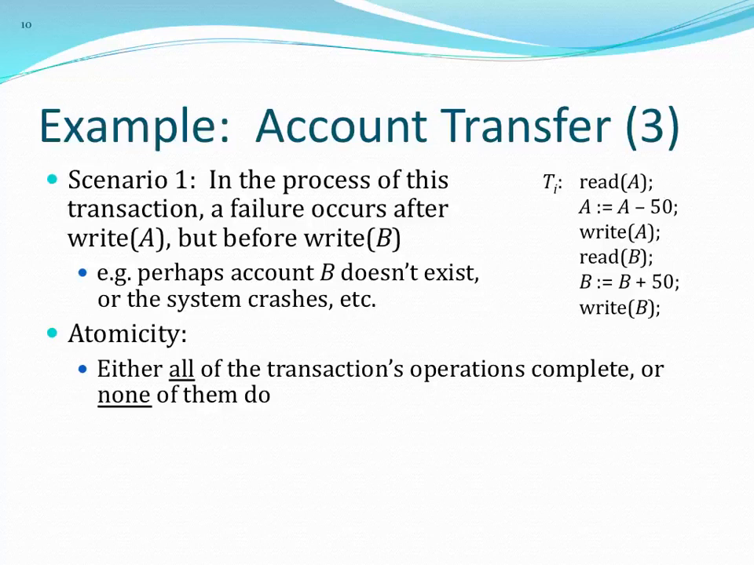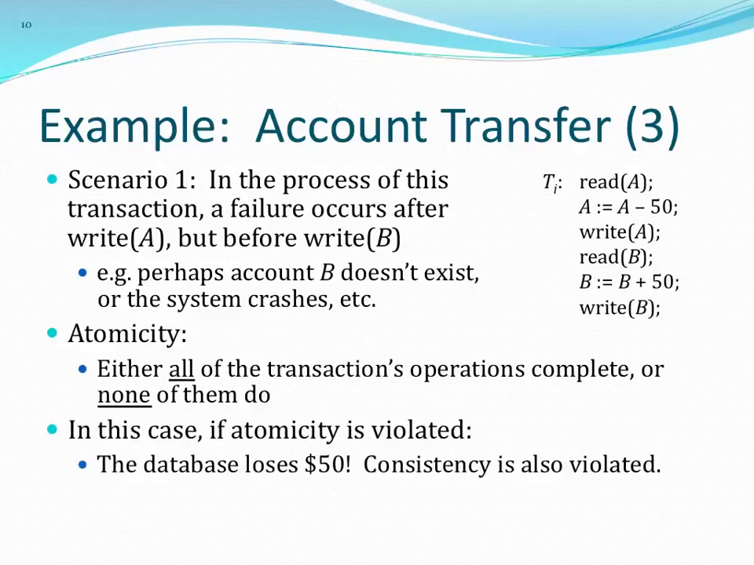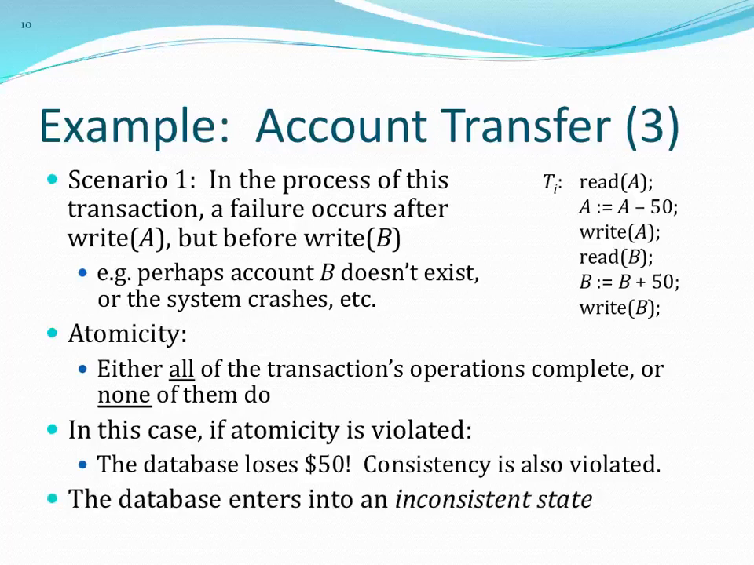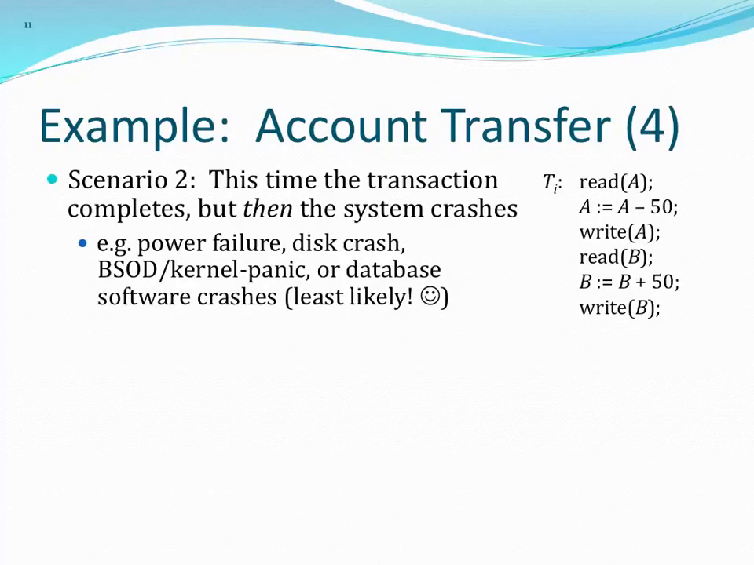It's really interesting that you can actually implement things like atomicity relatively easily. So if atomicity is violated, in this case, if you subtract $50 from A and write it back, and then don't get to write B, then you lost $50, and your customer will be unhappy. So that's pretty obvious. So we say that the database is in an inconsistent state in this situation.